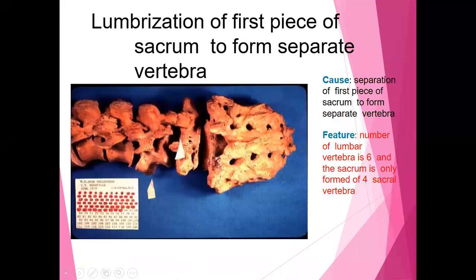The other anomaly is that part of the sacrum goes to the lumbar, or the lumbar area joins abnormally to the sacrum. In lumbarization, part of the sacrum is fused with the lumbar vertebrae, okay, and the reverse is sacralization. Here the number of lumbar vertebrae would be 6.